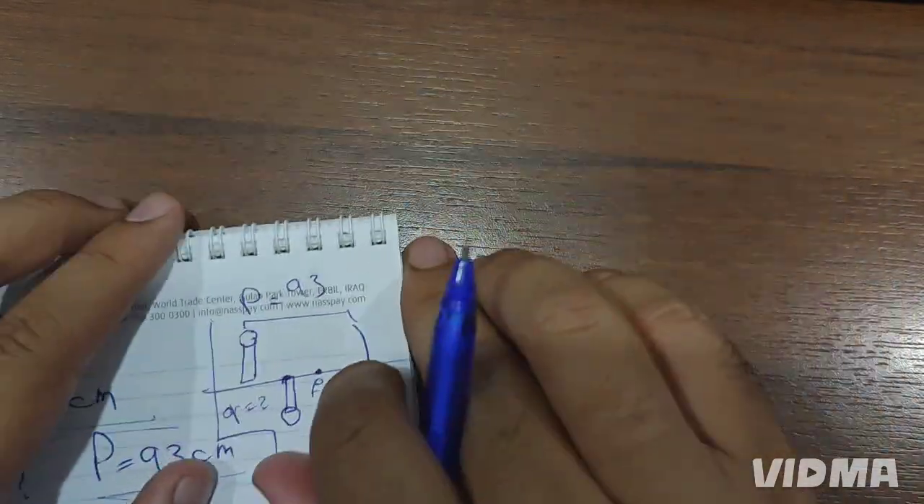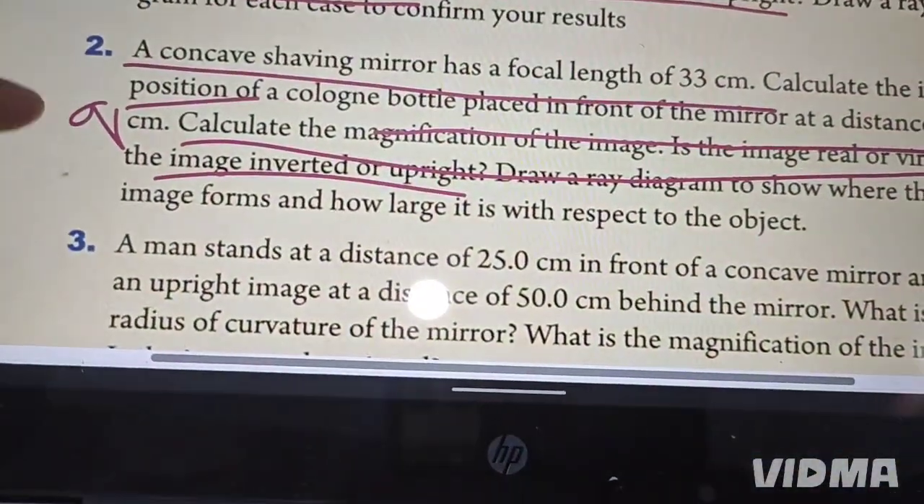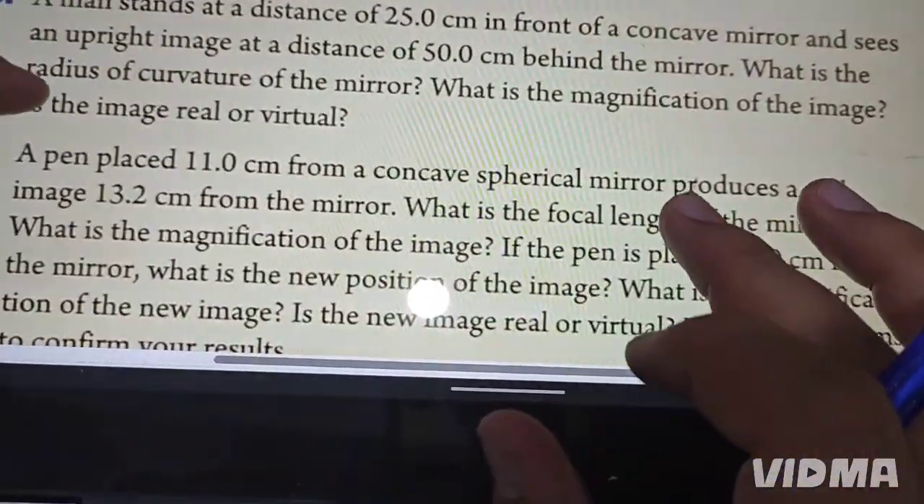Okay. This is about question 2. Question 3.